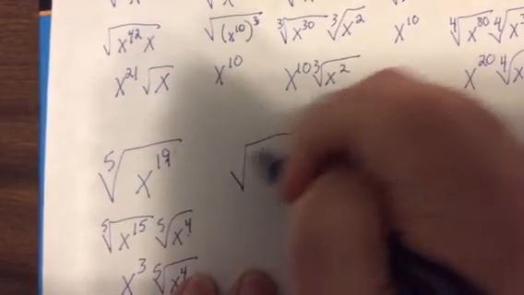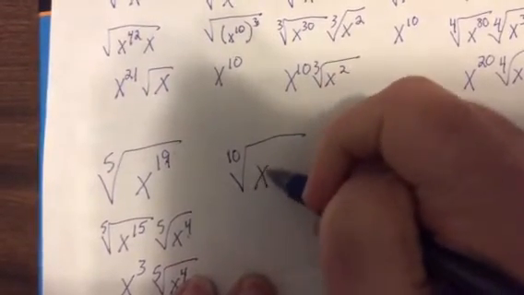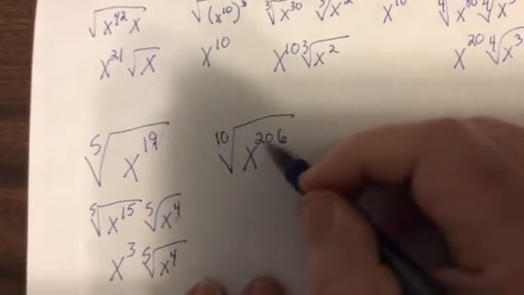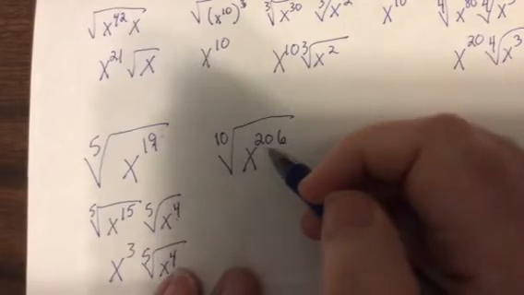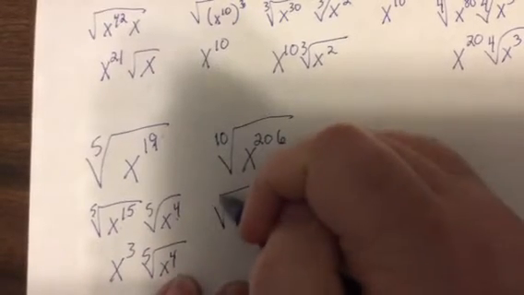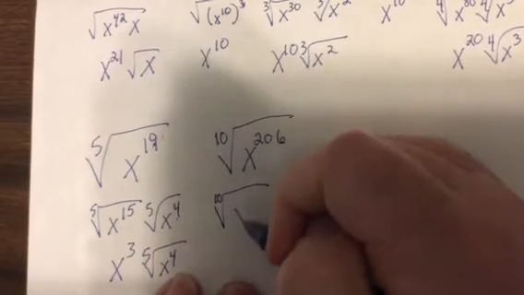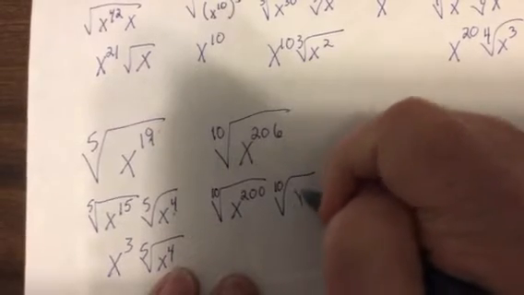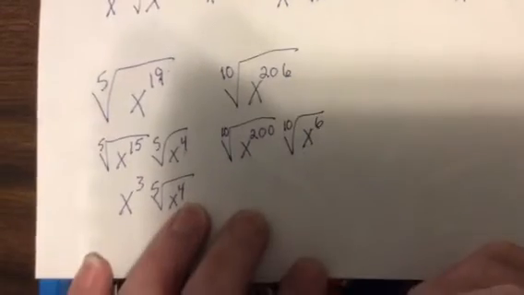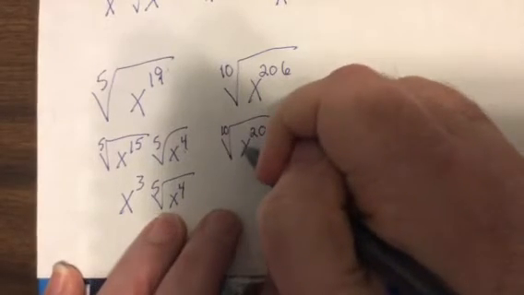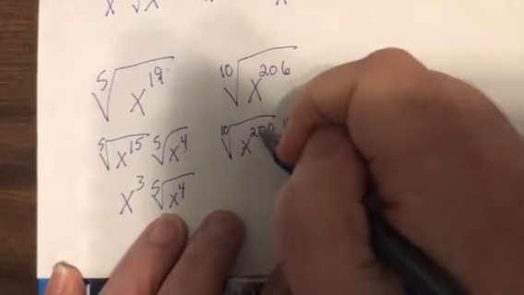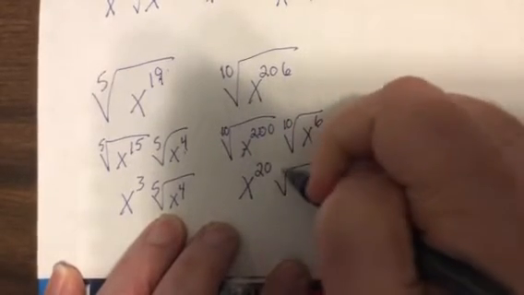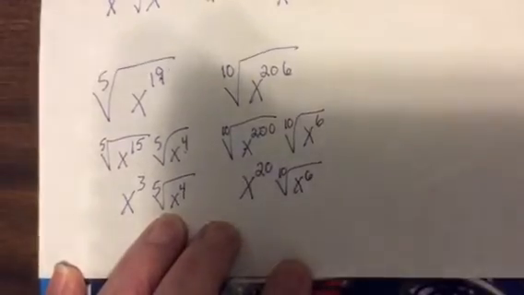So if I said, what's the 10th root of x to the 206? Well, you'd say 206 is not divisible by 10 to give you an integer, so I need to break it up. What is divisible by the 10th? Well, that'd be x to the 200, the 10th root of x to the 6th. And when you have a base to a power and you're taking a radical, you divide the power by the index, so it'd be x to the 20, the 10th root of x to the 6th.